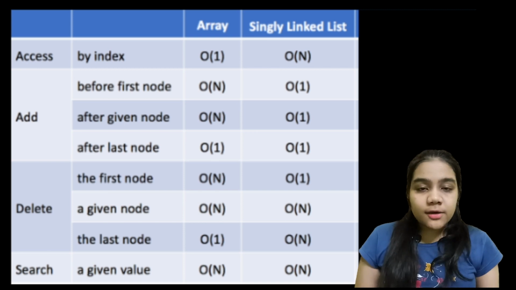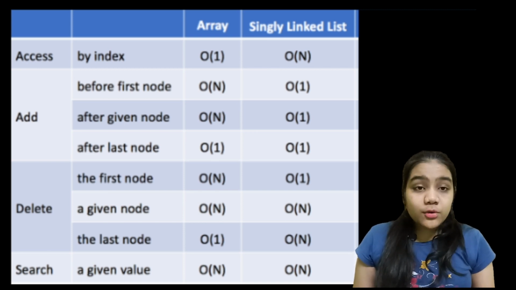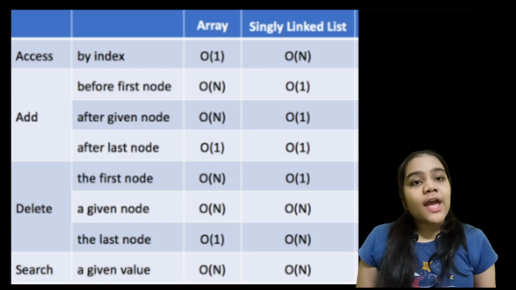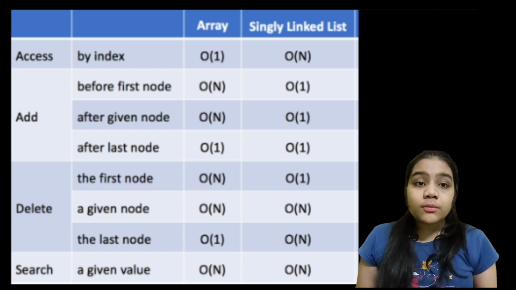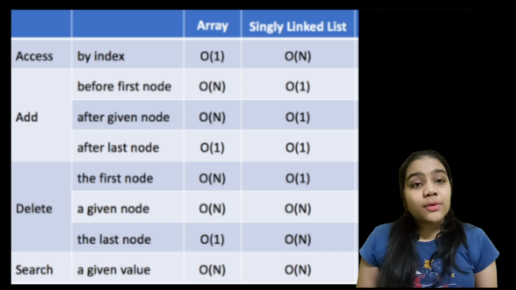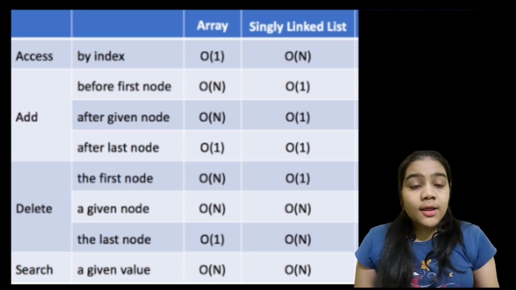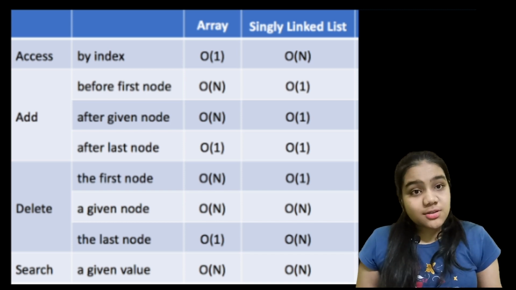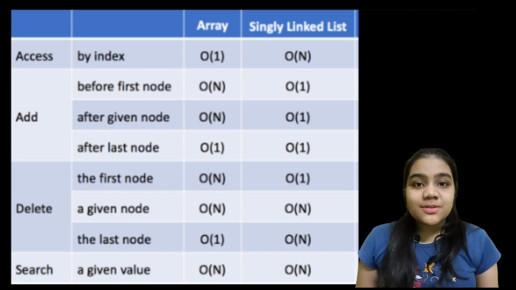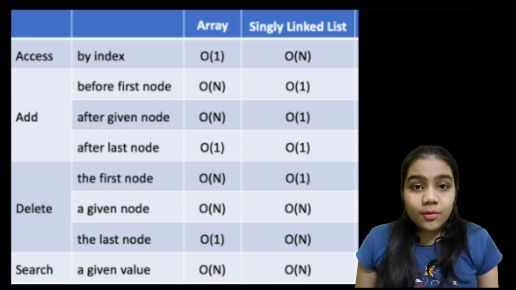So comparing it with array, we can conclude that if we want to frequently add or delete nodes from the list while maintaining its order, then linked list could be a better choice. Whereas if you need to access the element by its index often, then array might be a better choice. So I hope your concepts are a little more clear now.